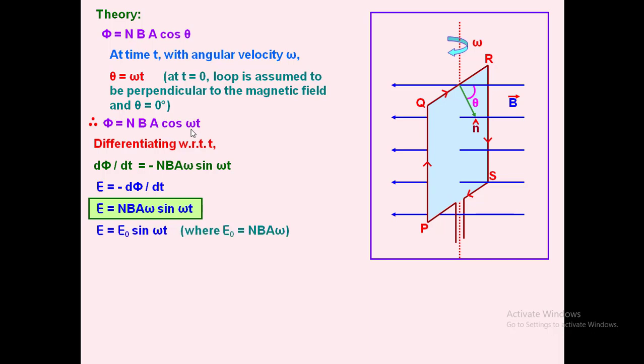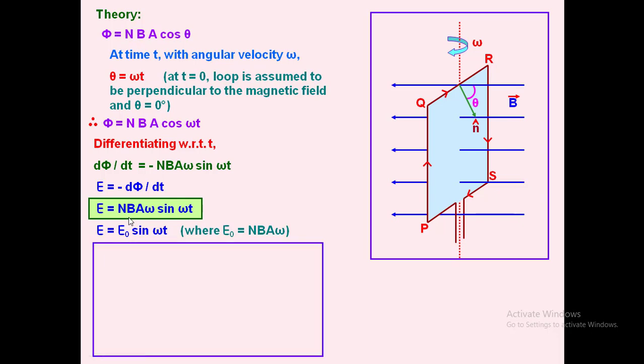Differentiating with respect to time, because EMF is nothing but minus d phi by dt, which we have learnt in EMI, that is Faraday's law of electromagnetic induction. So whenever you differentiate this equation with respect to time, you are going to have d phi by dt equal to the derivative of NBA, which is a constant here, times the derivative of cos omega t, which is nothing but minus sin omega t into omega. So the total expression becomes minus NBA omega sin omega t. As EMF is equal to minus d phi by dt, E equals NBA omega sin omega t. Now here NBA omega is taken as E naught, which is the maximum EMF.